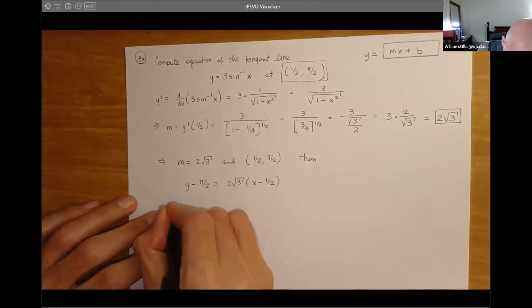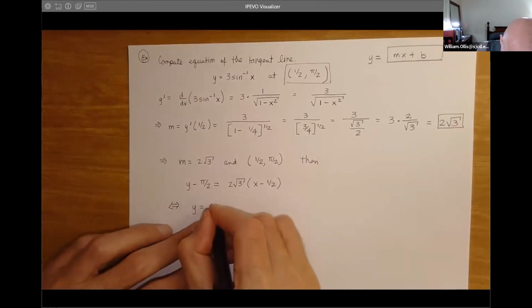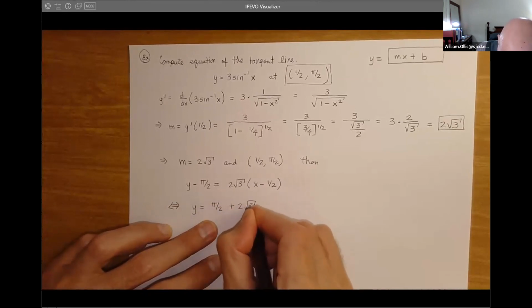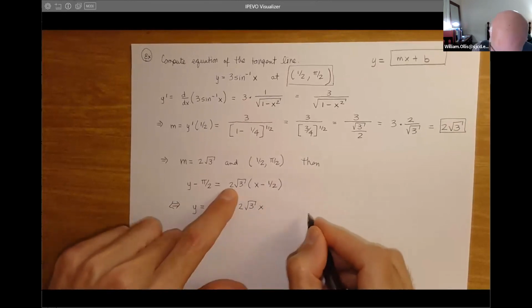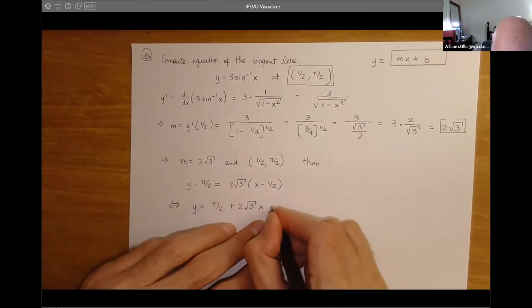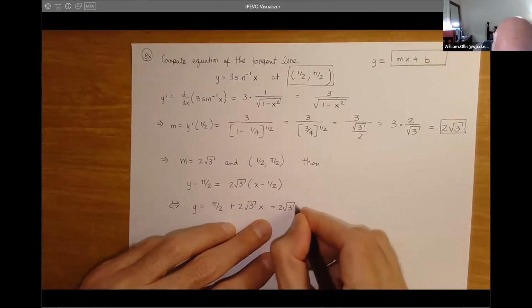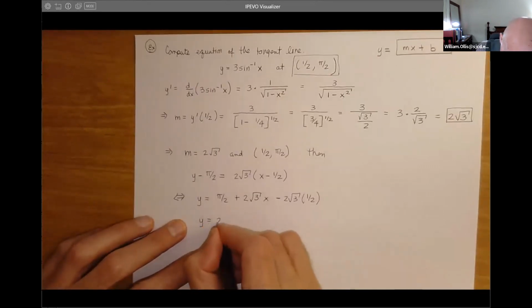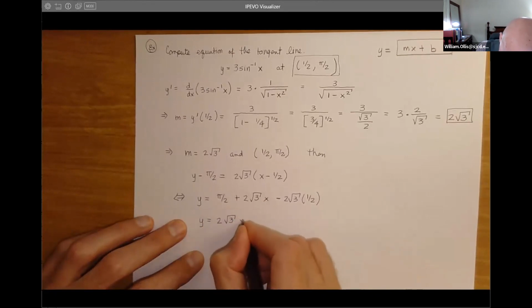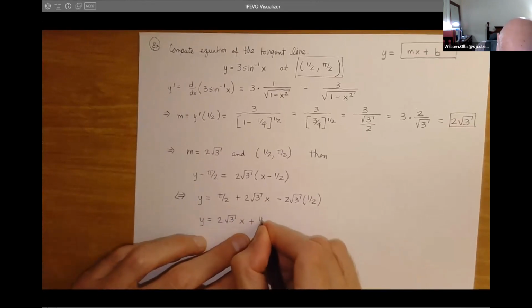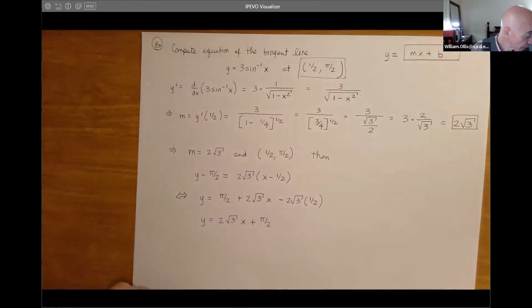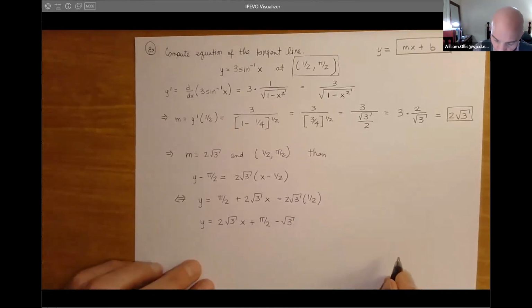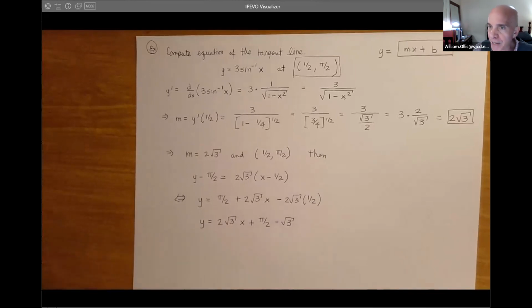So we can reduce this. So we have y equals, transposing pi over 2, plus 2√3 times x, and then, of course, minus 2√3 times 1/2, just factoring the negative. So we have y equals 2√3 times x plus pi over 2 minus √3. Now this is an exact rendition, and you would need to approximate any of this.